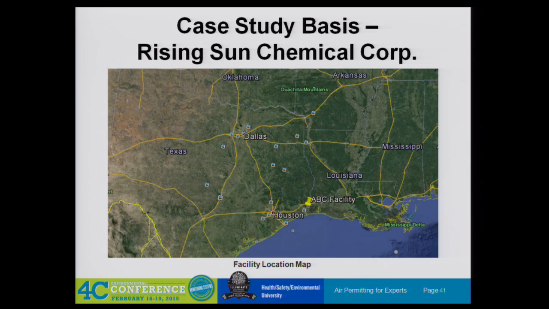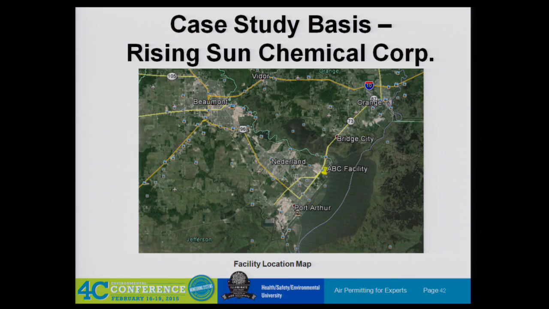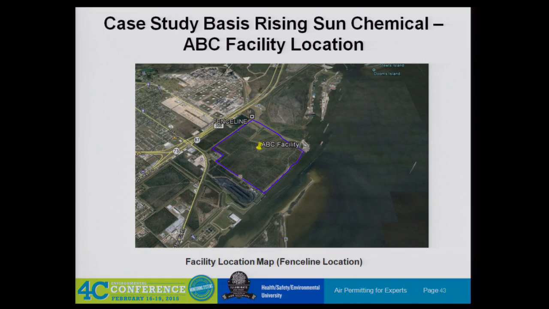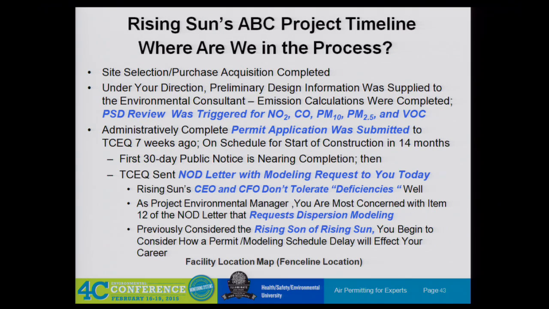So here we are, ABC. You can see Houston there and pretty close to the Louisiana border, right in beautiful Port Arthur. Kind of bringing it down to the facility location. And we found this nice plot of land, and the existing facility is over here in the corner. But this is going to be our facility.